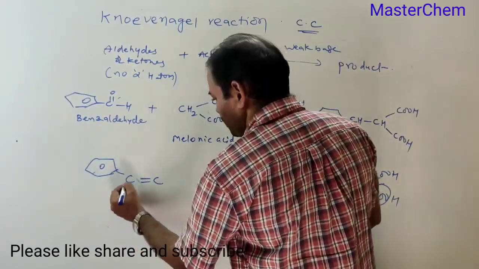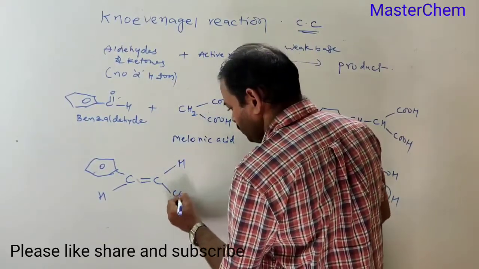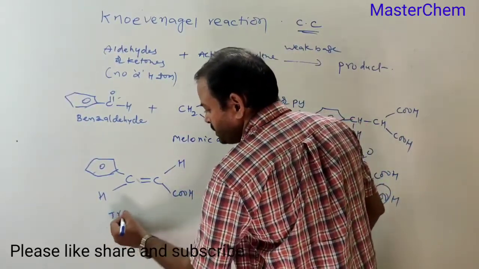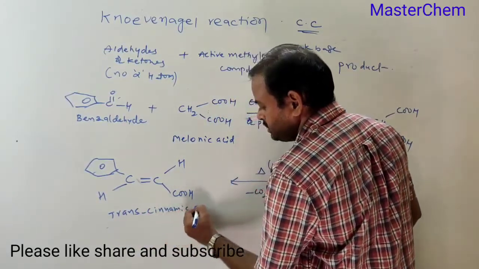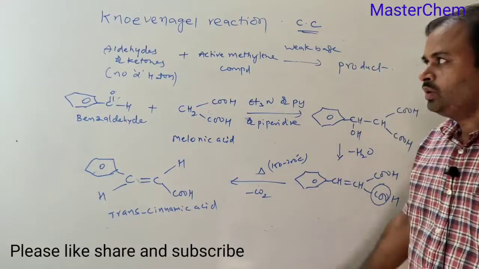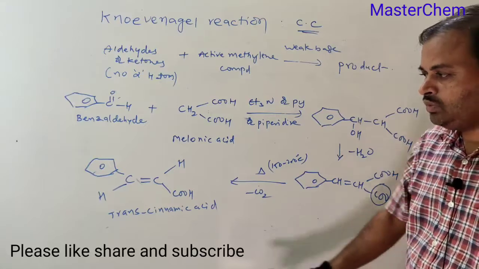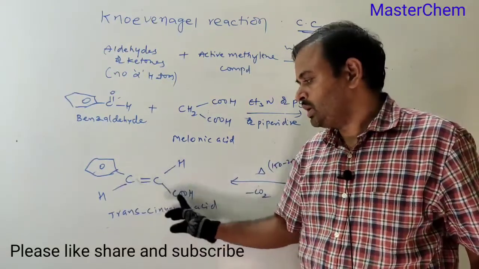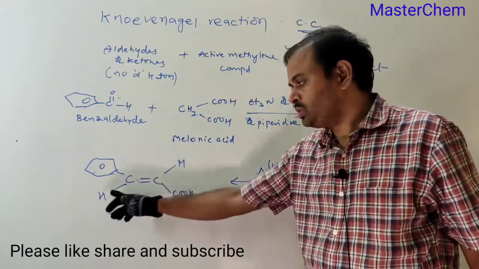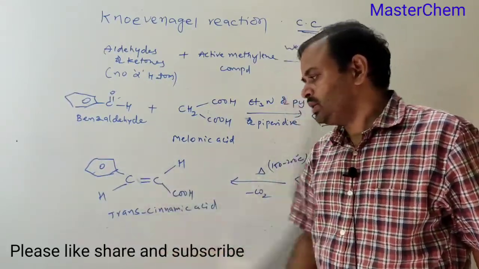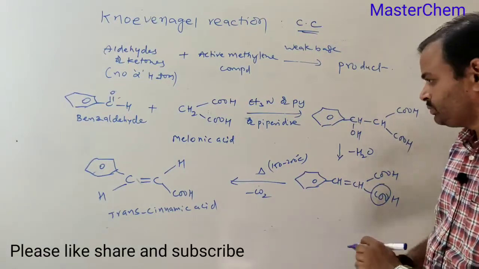Now hydrogen and COOH. Trans-cinnamic acid is the compound. What is the Knoevenagel product? Trans-cinnamic acid. We know that C6H5CH double bond CHCOOH is cinnamic acid. The groups are present in trans position. That's why trans-cinnamic acid is produced by the Knoevenagel reaction.